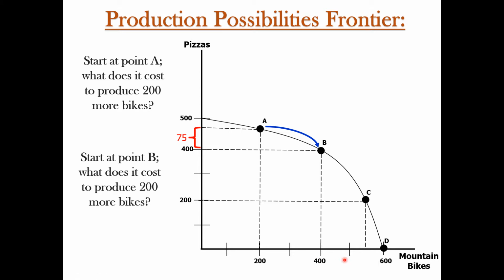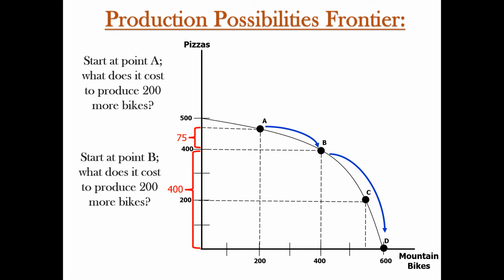Now we want 200 more mountain bikes, which would take us to 600, which means we would be at point D. Well, to go from point B to point D means we would have to sacrifice 400 pizzas, right? To gain those last 200 mountain bikes, we would have to give up 400 pizzas. Now, again, maybe that's a good trade, maybe it's not.